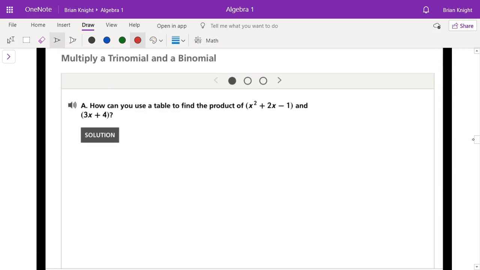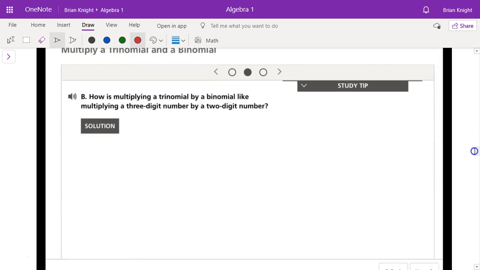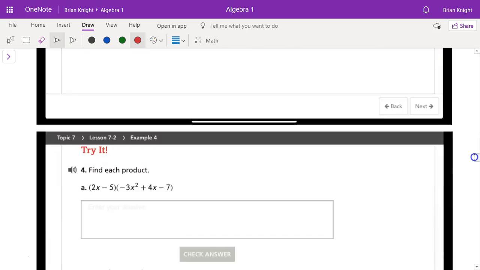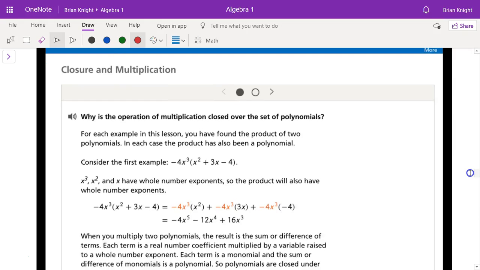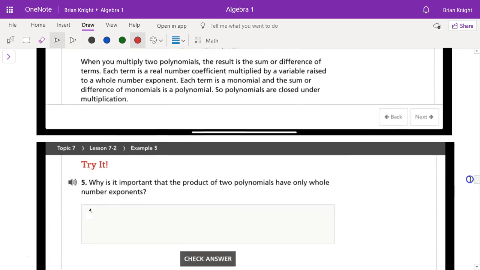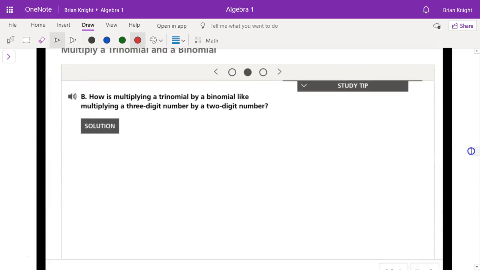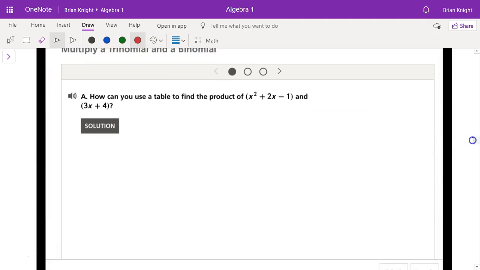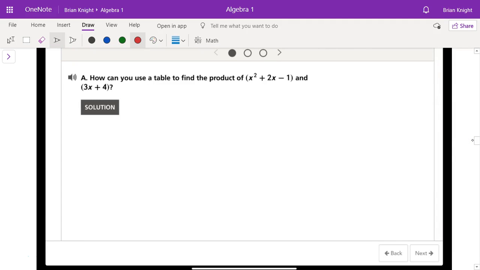Trinomial times a binomial. Now, it doesn't matter. Yeah, it says use a table. You can. Does it matter what order you put them in? It doesn't matter. Okay? So I'm just going to do this one. Let's see how many more examples I got. Okay. We'll talk about this one. So I'm going to do this one both ways just to show you get the same answer.